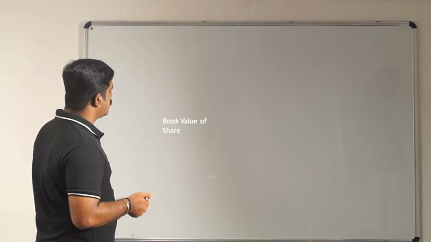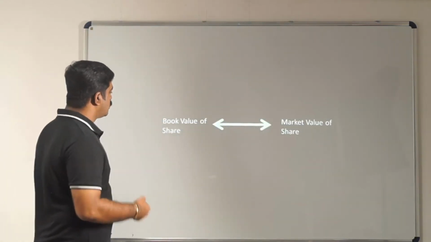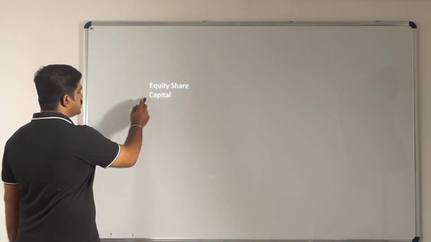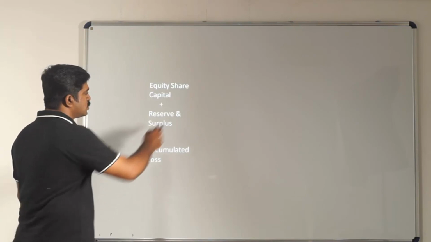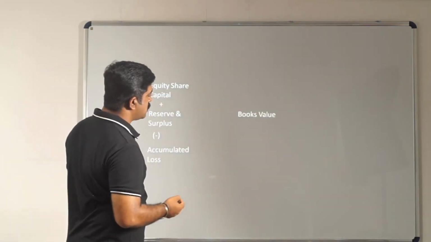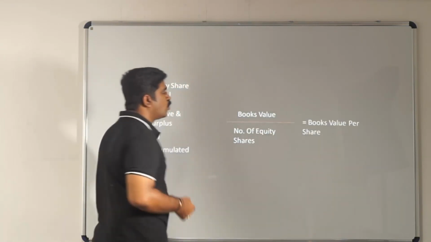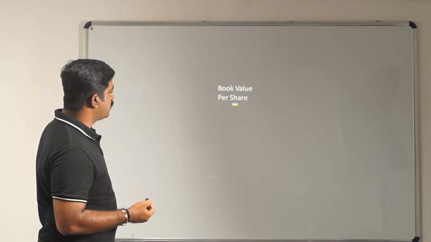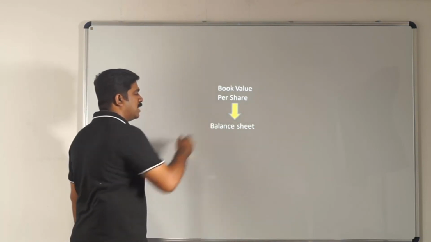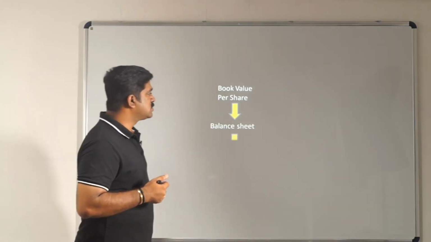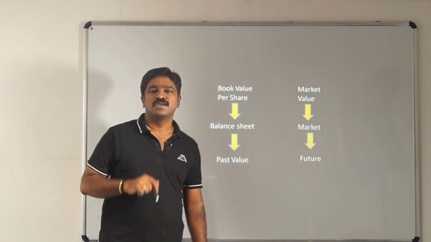In market value to book value ratio, we'll be comparing the book value of the share with the market value of share. So we should know what is book value of share. Book value of share is nothing but equity share capital plus reserves and surplus minus accumulated losses. So all put together will be called as book value, and if that is divided by number of equity shares, what we get is book value per share. Now this book value per share will be compared with market value. Now book value per share is basically picked up from balance sheet. So this talks about the past, whereas market value per share is picked up from the market. So this is future oriented.